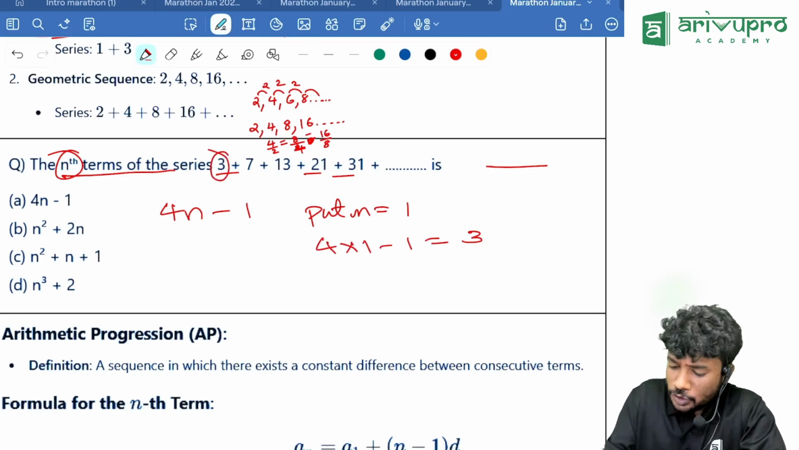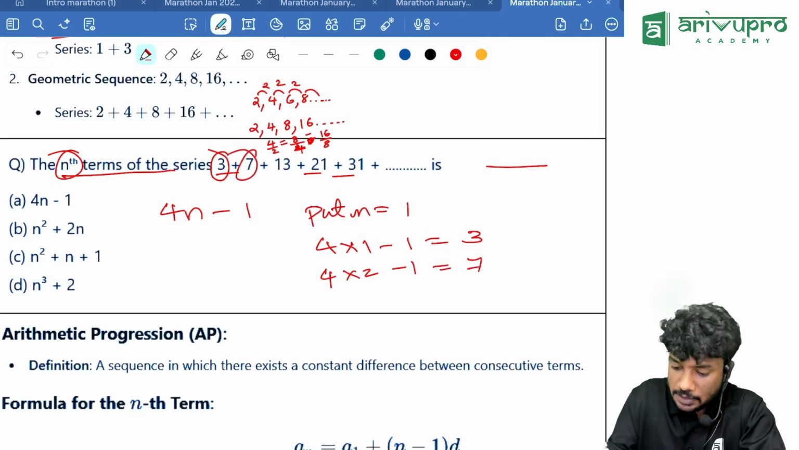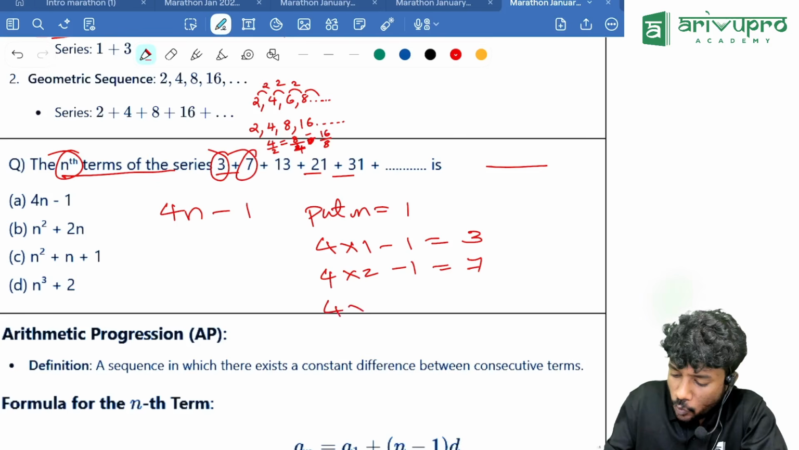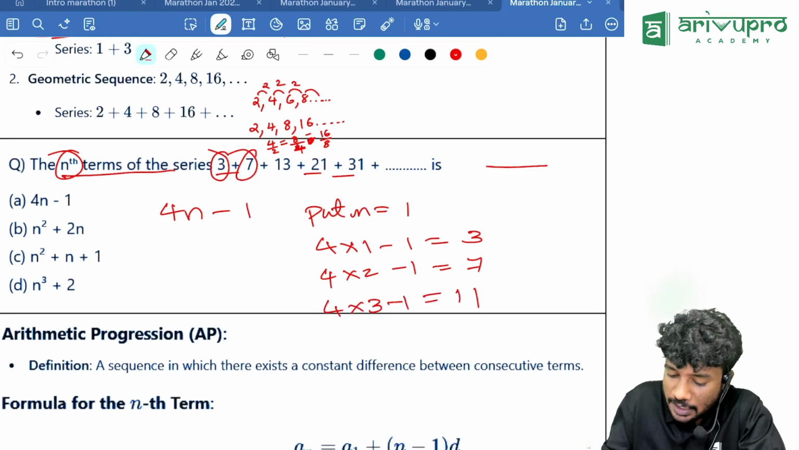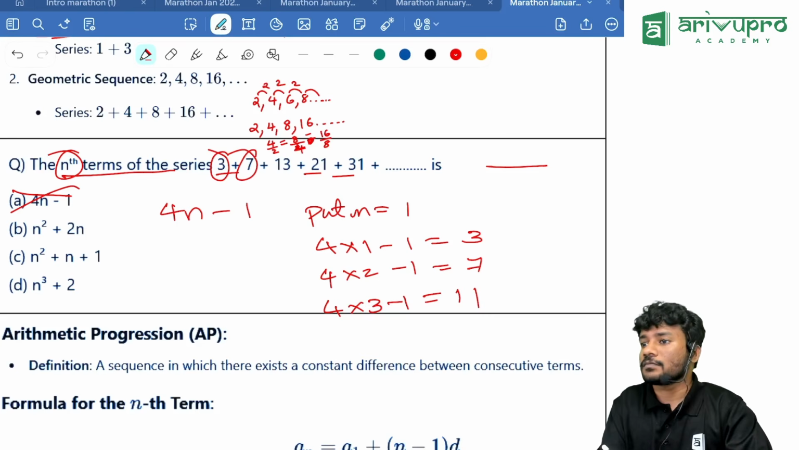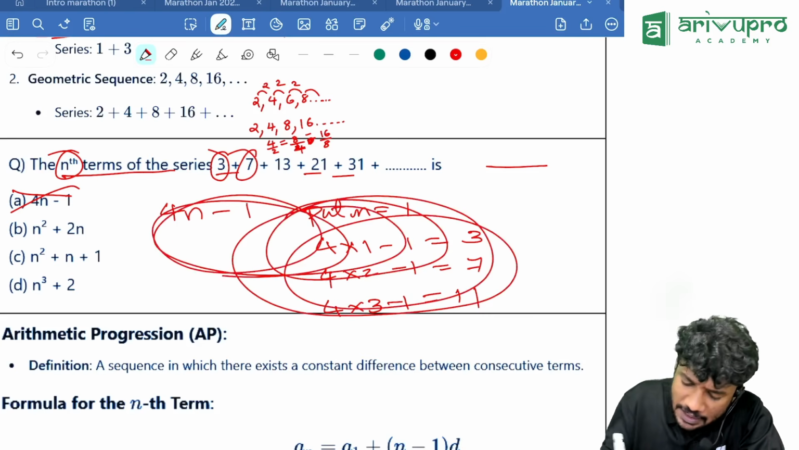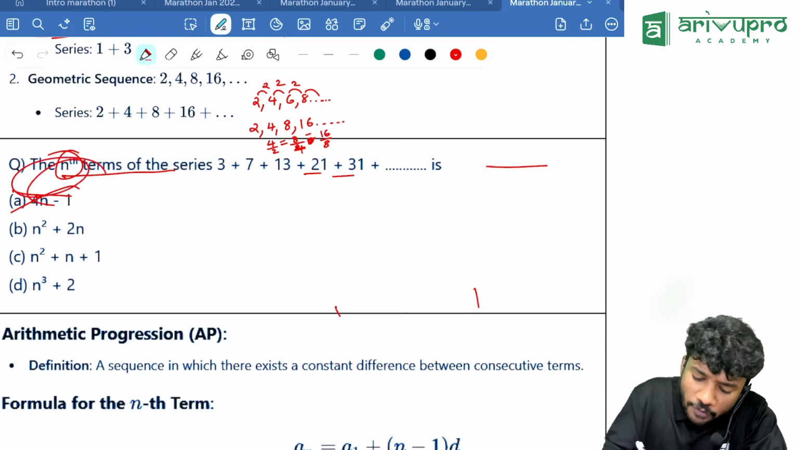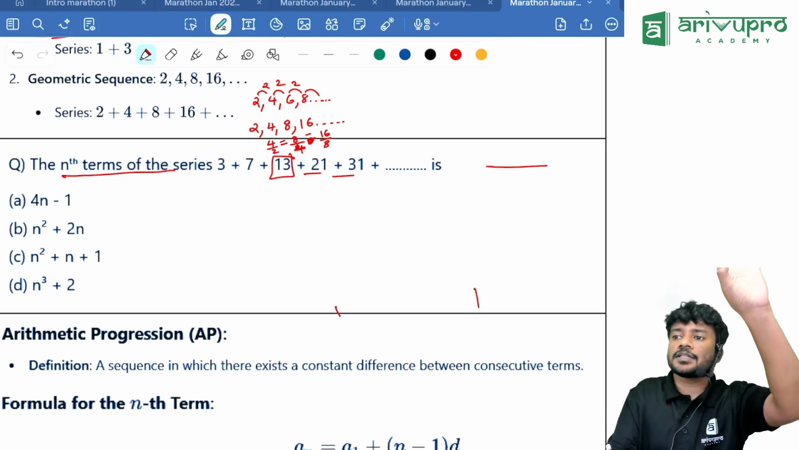Now put n is equal to 2. 4 into 2 minus 1, which is 8 minus 1, that is equal to 7. Is that the second term? Yes. Now you put 3. 4 into 3 minus 1, which is equal to 11. Is that the third term? No. That means option A is wrong. Are you getting the logic? So, what I have as a suggestion for you is always use the option with the third term.